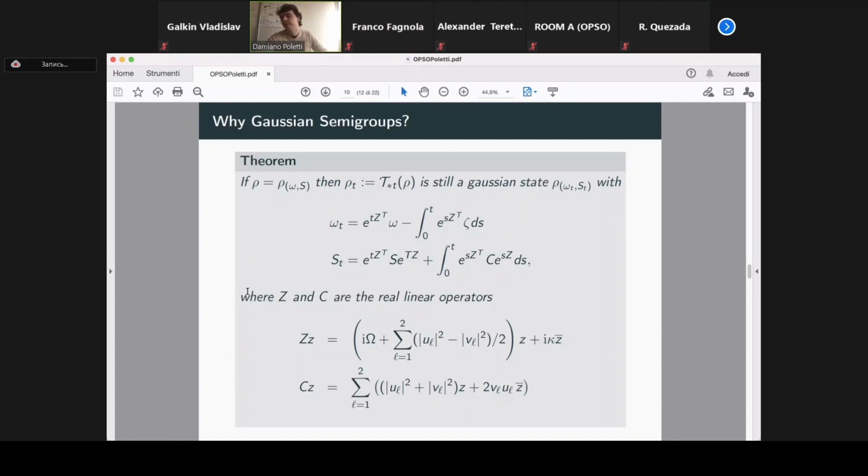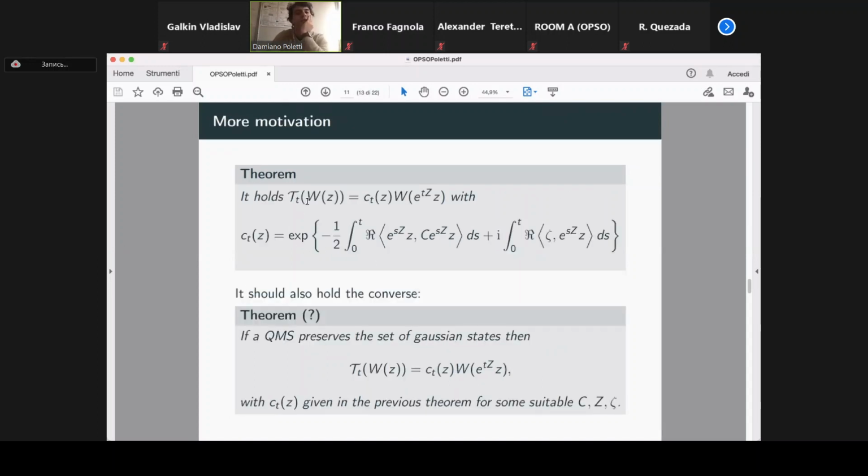And we can write this whole page as linear operators from R2 to R2, but for compactness, we use real linear operators, which are one-dimensional. Another nice result that I will present now is that we can find the explicit action of the semigroup on Weyl operators, and this results in another Weyl operator multiplied by a constant.